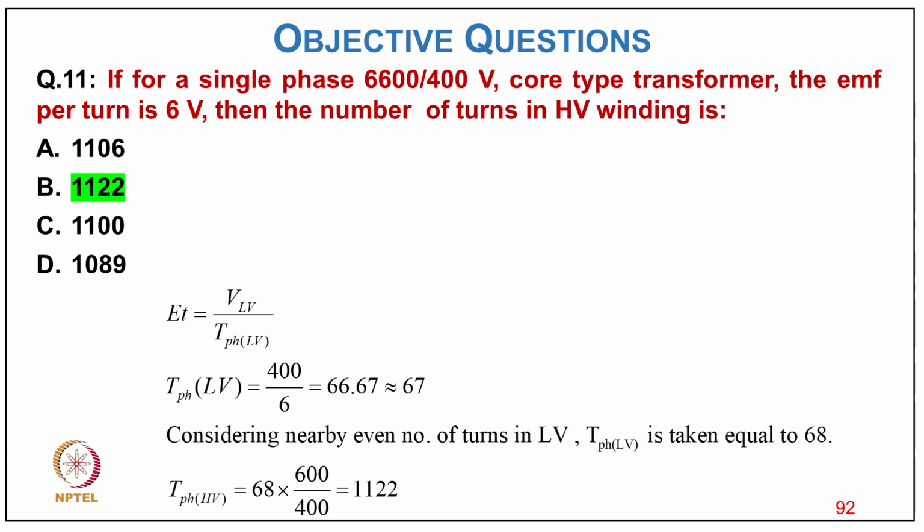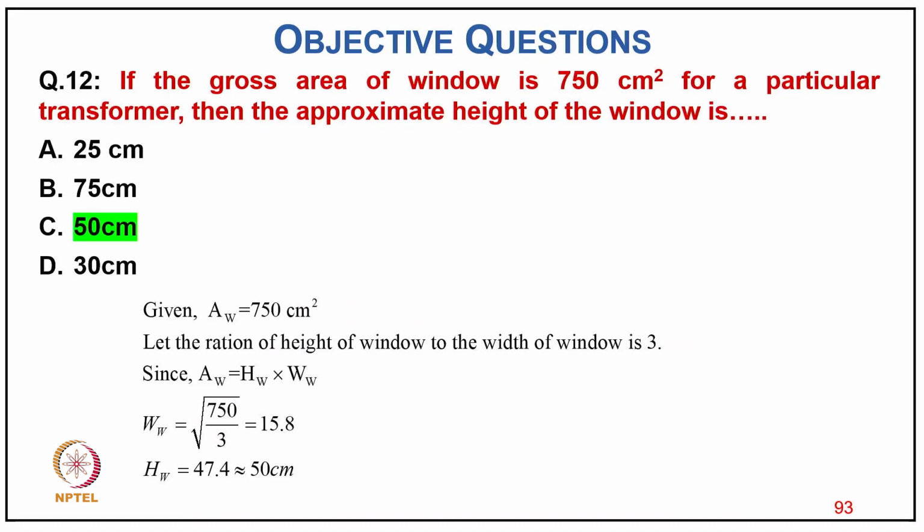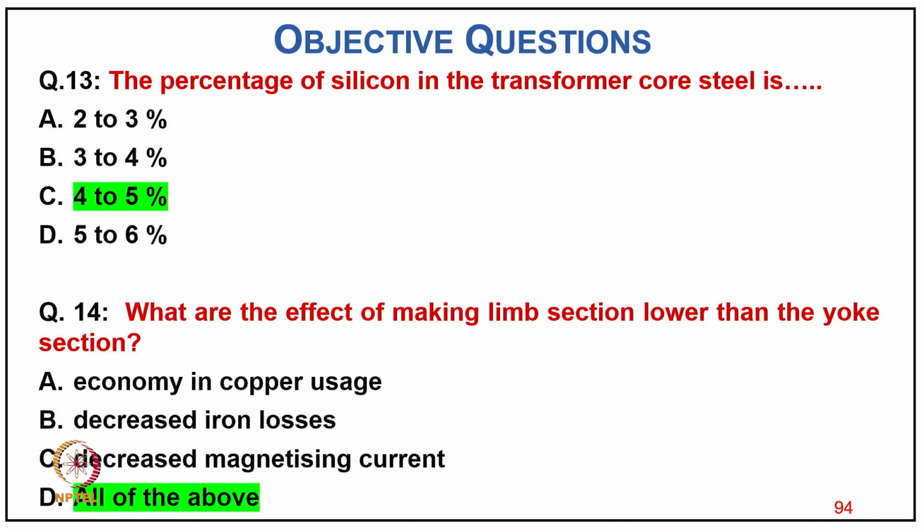And if for a single phase transformer of 6.6 kV, 400 kVA, core type, the induced EMF per turn is 6 volt, then the number of turns in the HV winding, you can calculate by the method given here, comes to 1122. If the gross area of the window is 750 centimeter square for a particular transformer, then the approximate height of the window, from calculation, comes to 50 centimeter approximately. The percentage of silicon in the transformer core steel is normally 4 to 5%.